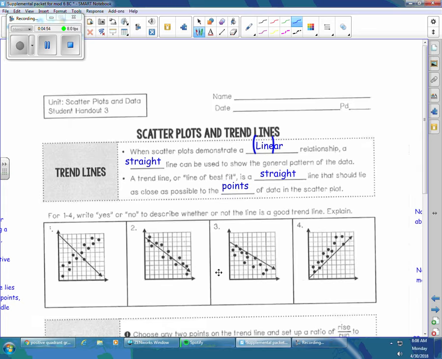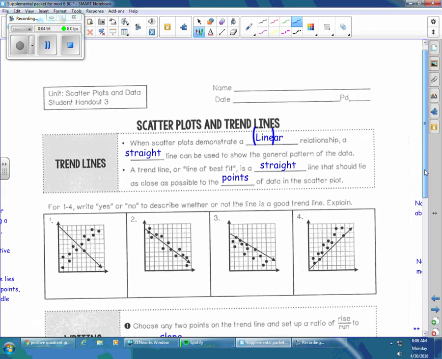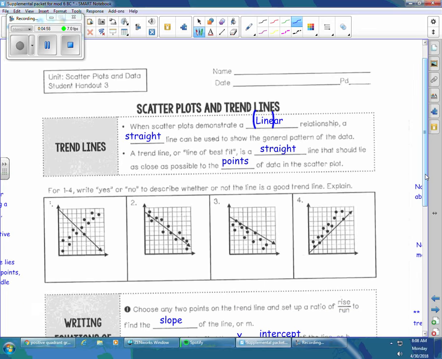So I'm not connecting all of the points. Remember when we were constructing lines back in Module 4, we were plotting the points and then we were using a straight edge to connect all of the points. That's not what we're doing here because sometimes our points are going to be all over the place. What we're doing is constructing a line that best represents the data.